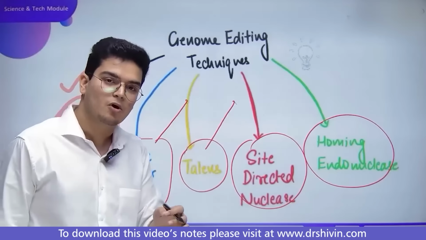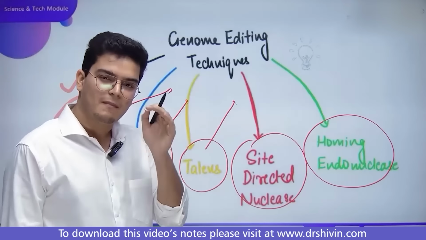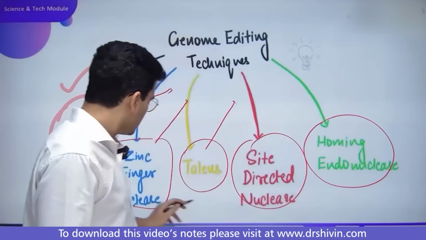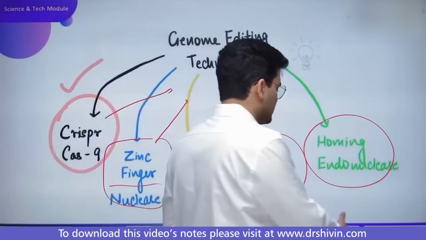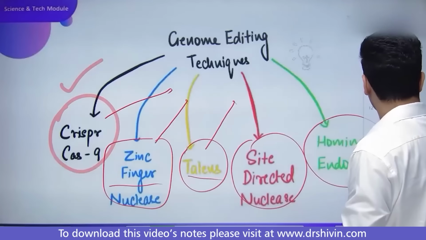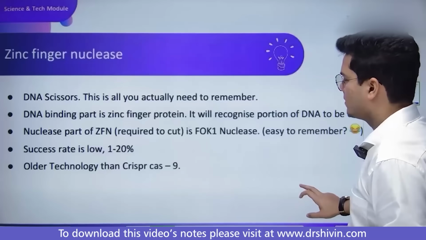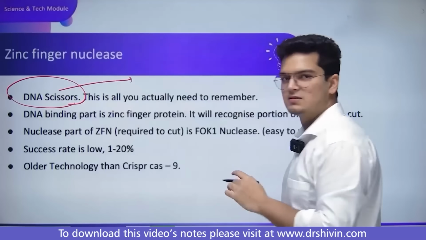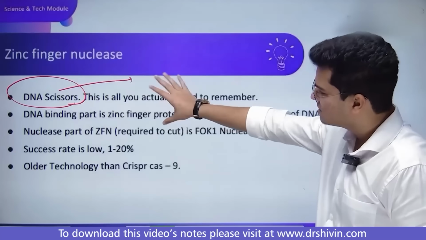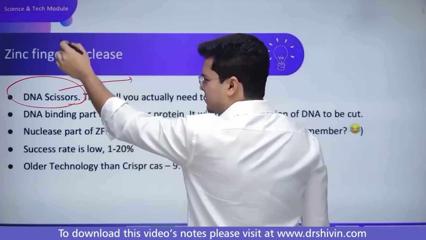But why is CRISPR important? CRISPR has the maximum efficiency. Zinc finger nucleases and TALENs don't have that much efficiency. Now let's see zinc finger nuclease and TALEN in detail. Okay. Zinc finger nucleases are also DNA scissors or molecular scissors, much like CRISPR. Actually, this is all you need to remember. Alright. But let's see a little bit of detail.